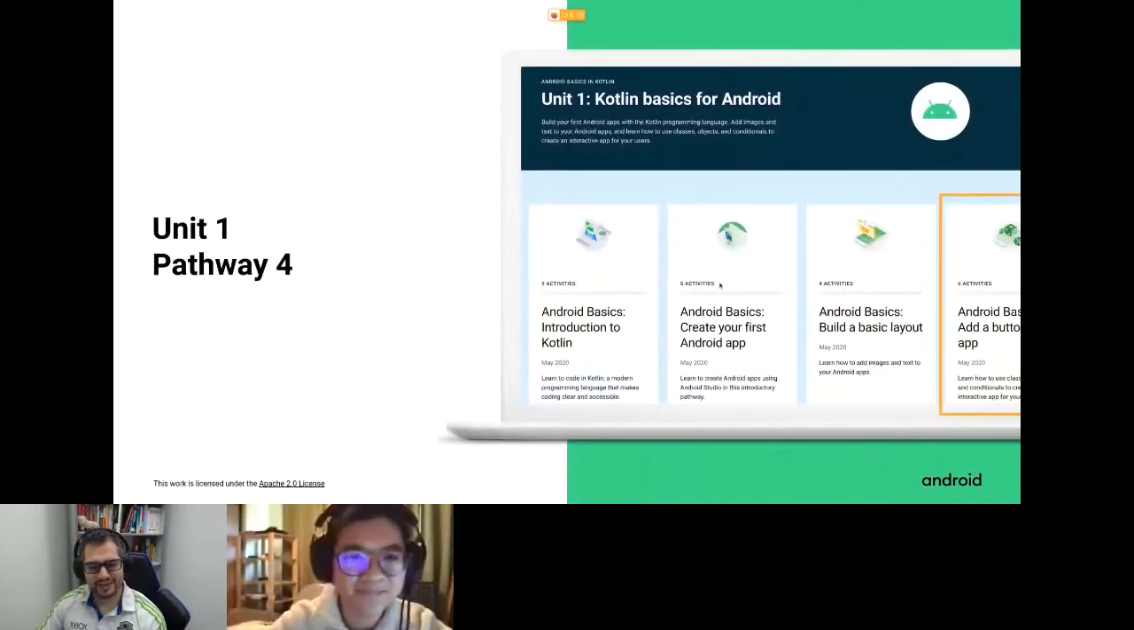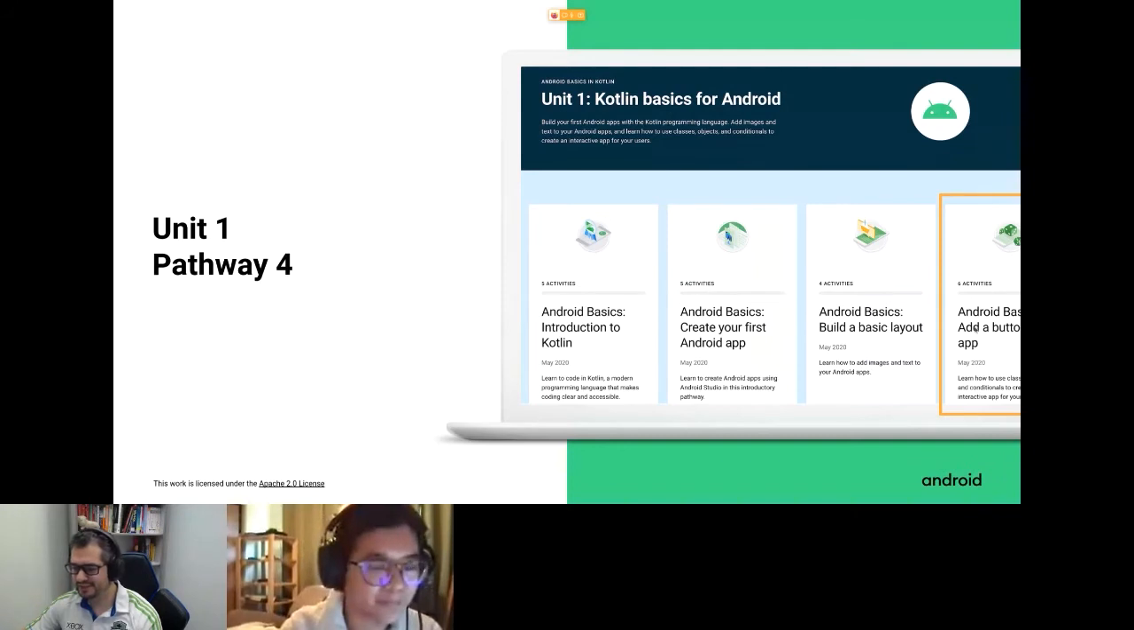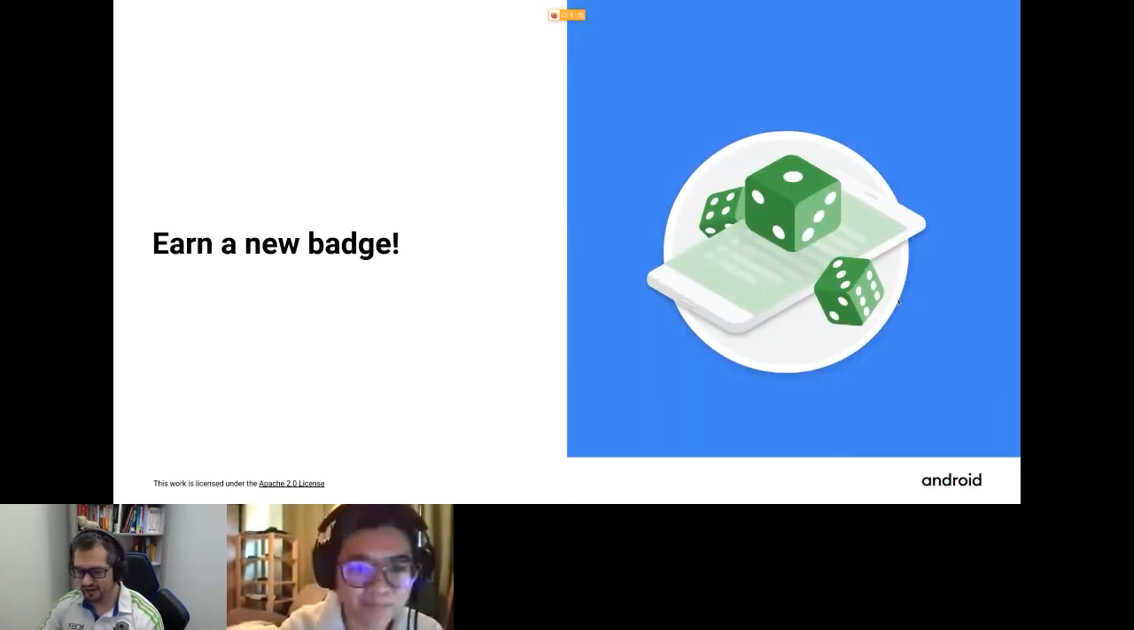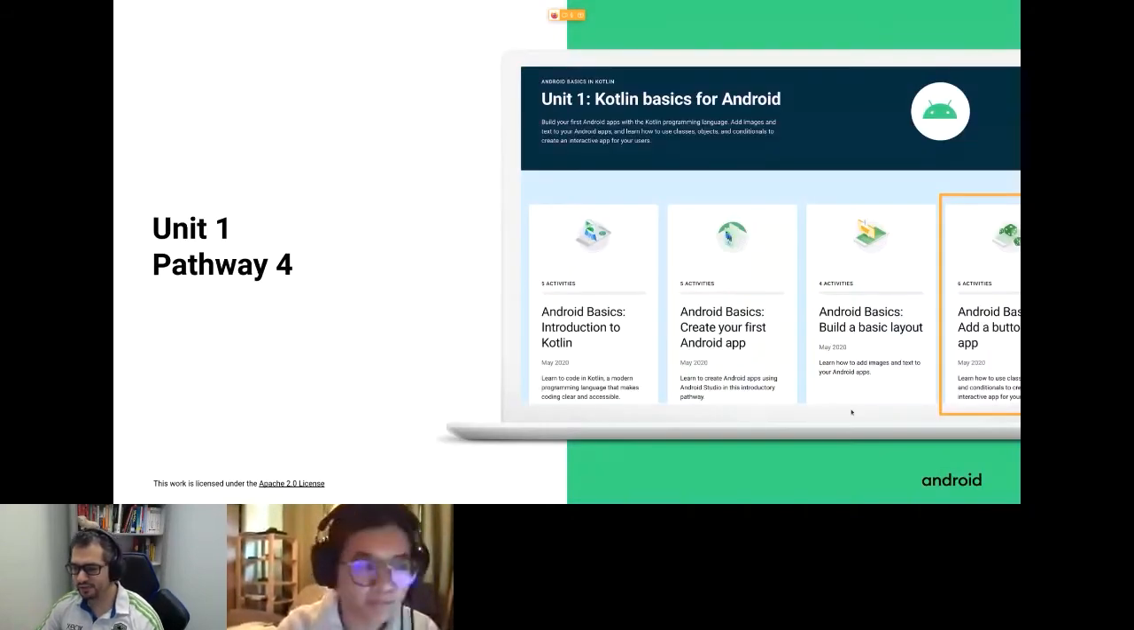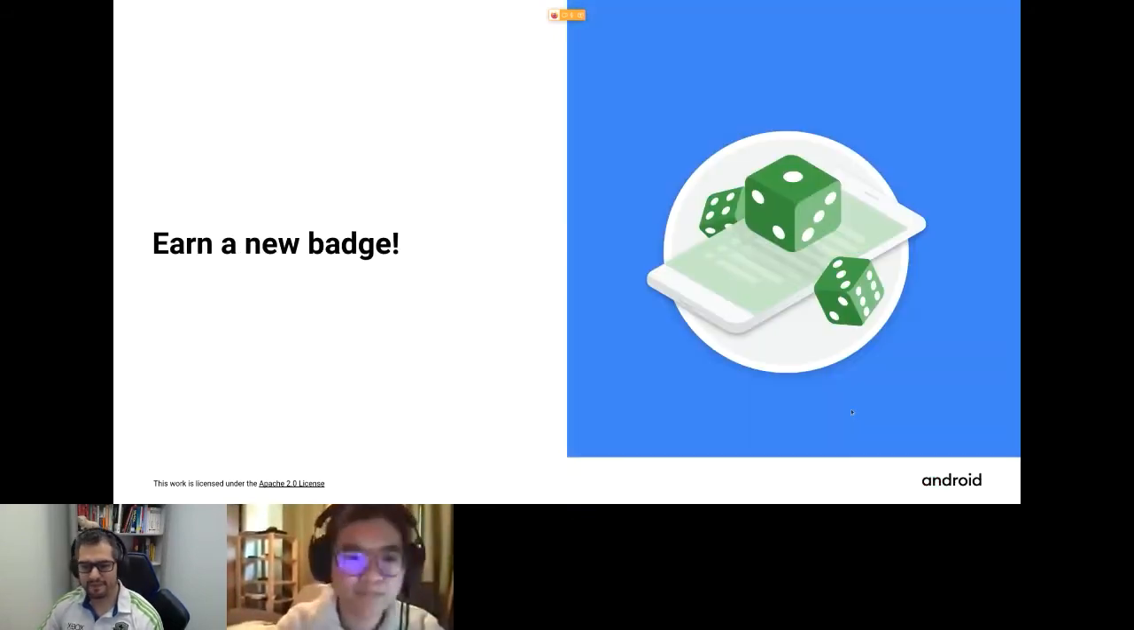So as I said, we went through pathways 1, 2, 3. And today we're going to go over pathway 4, which is going to be on developing a dice rolling app. And then at the end of the pathway, you're going to earn a badge.